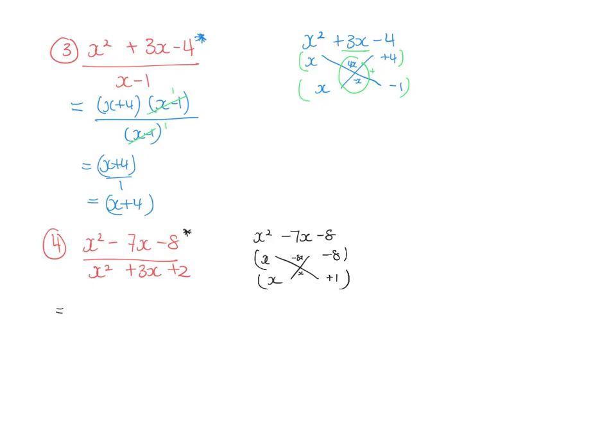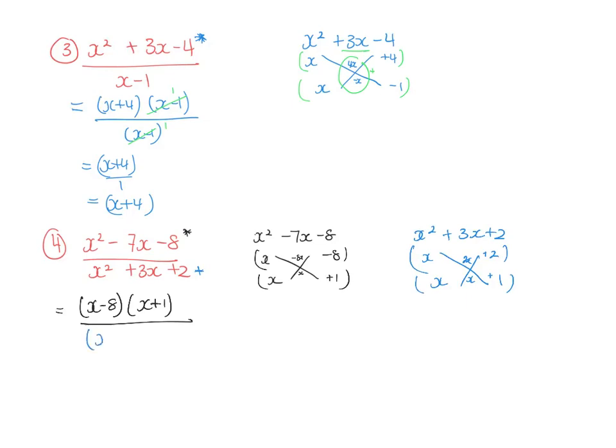So I'm going to write this top one, instead of x squared minus 7x minus 8, in its factorised form, x minus 8, x plus 1, over. And now I'll factorise the bottom. It's not one of the patterns. So I'll try x and x, and 2 and 1. That gives 2x and x, so they add. So these are my brackets. I can write this bottom one as x plus 2, x plus 1.